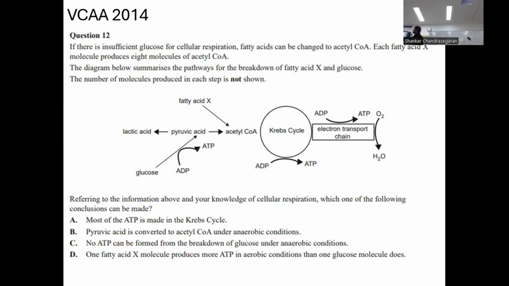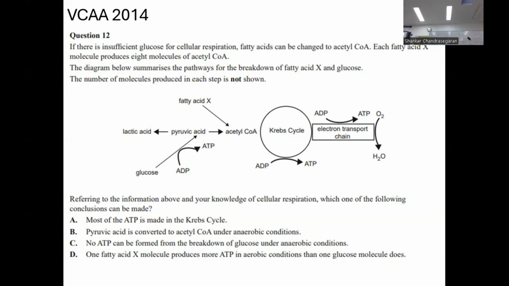If there is insufficient glucose for cellular respiration, fatty acids can be changed into acetyl-CoA. Each fatty acid X molecule produces 8 molecules of acetyl-CoA. This diagram below summarizes the pathway of breakdown of fatty acid X and glucose. The number of molecules produced in each step is shown.